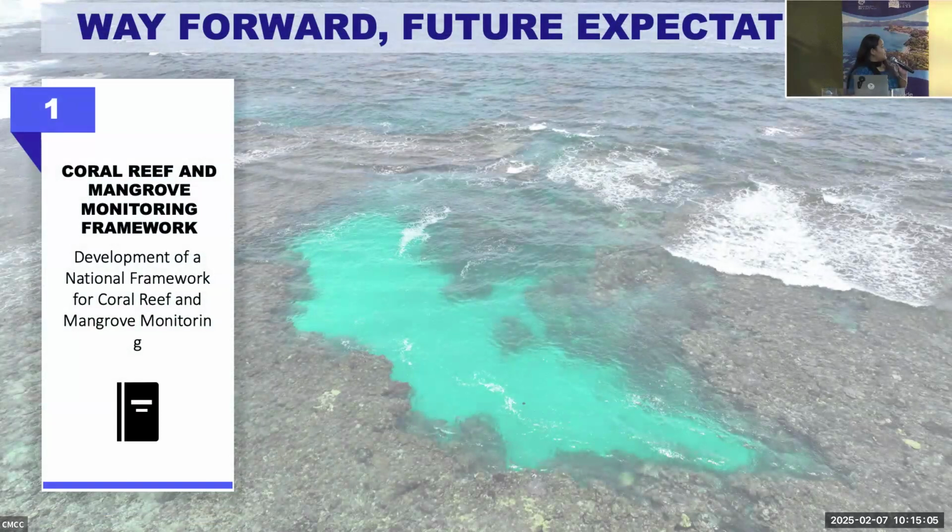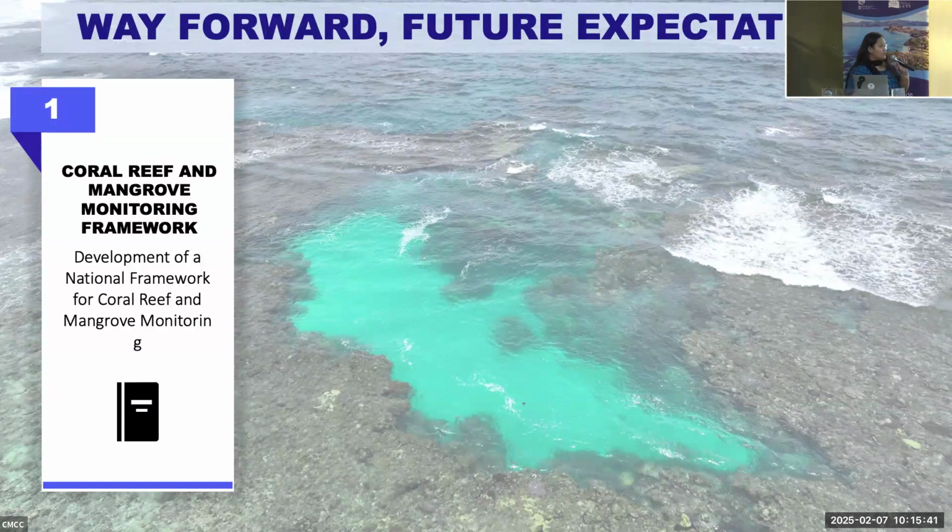A way forward. One of the ways forward is we're looking at establishing a coral reef and mangrove monitoring framework. As of now, we don't exactly know the status of coral reefs in Samoa, because the sources are very separated and we have to gather these sources. But it's very good if the government has a framework whereby they do monitoring every 2 or 3 years. Yeah, so that's the way forward.